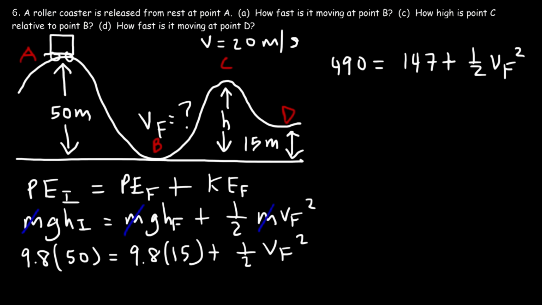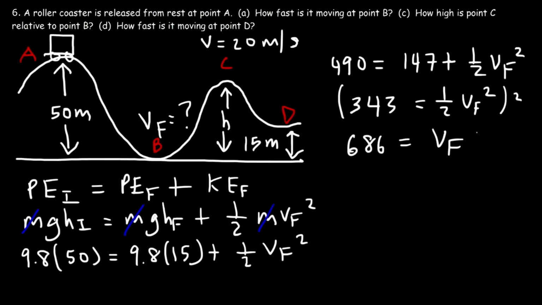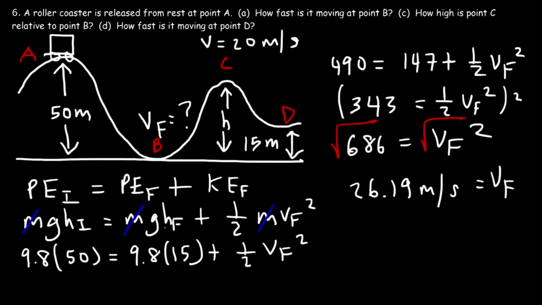Now let's take 490 and subtract it by 147. So that's going to be 343 is equal to 1/2 v final squared. Now multiply both sides by 2. So 343 times 2 is 686. 1/2 times 2 is 1, so this is equal to the square of the speed. And now let's take the square root of both sides. So the square root of 686 is 26.19 meters per second. So that's how fast the roller coaster is moving at point D. At point C it was moving at 20, and at point B it was like 30 something. So that's how you could solve the roller coaster problem using conservation of energy.